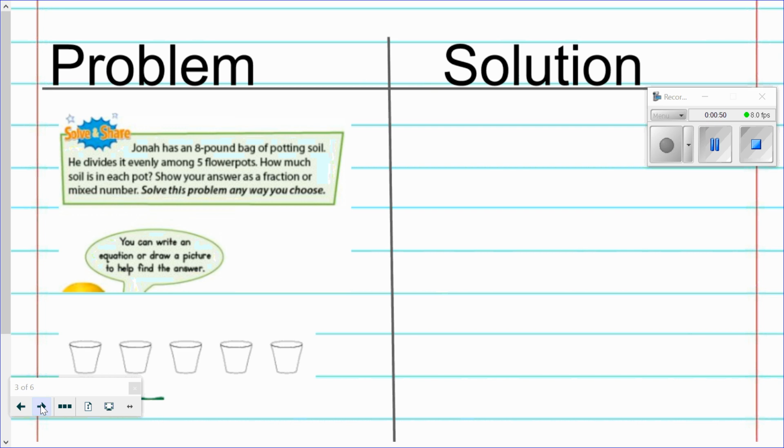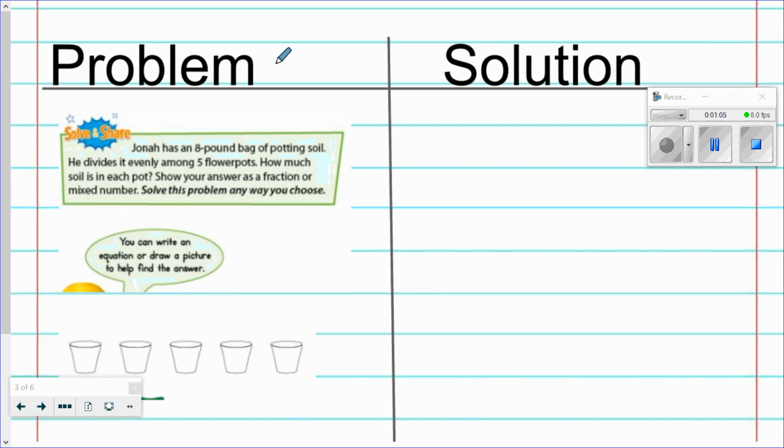Our problem today says Jonah has an 8-pound bag of potting soil. He divides it evenly among 5 flower pots. How much soil is in each pot? Show your answer as a fraction or mixed number. Solve this problem any way you choose.